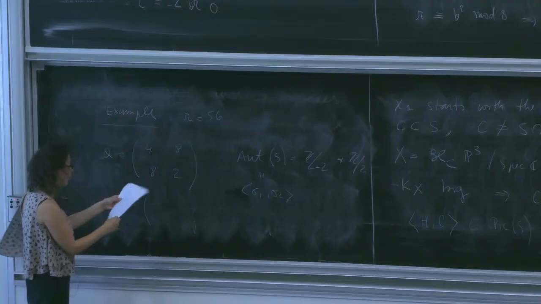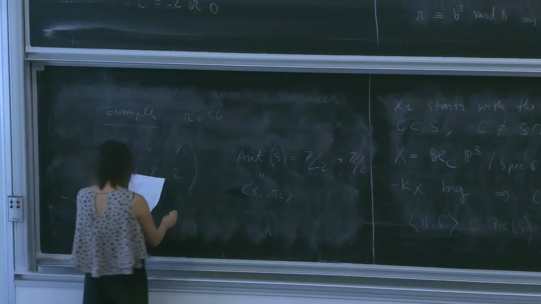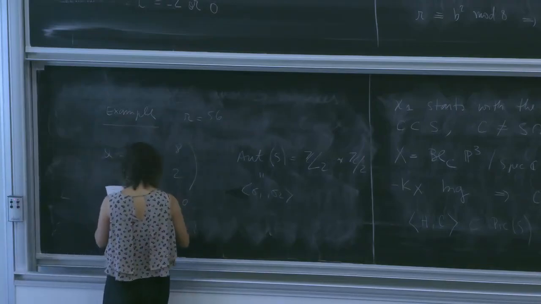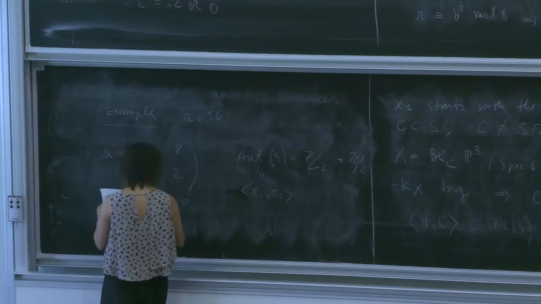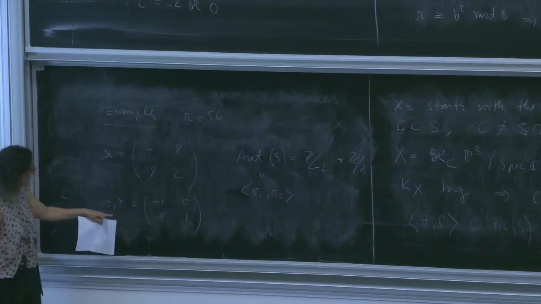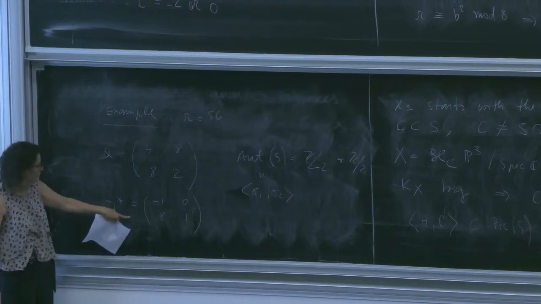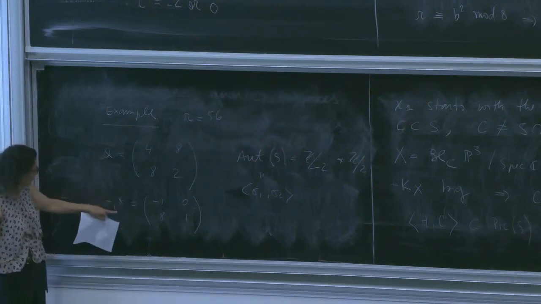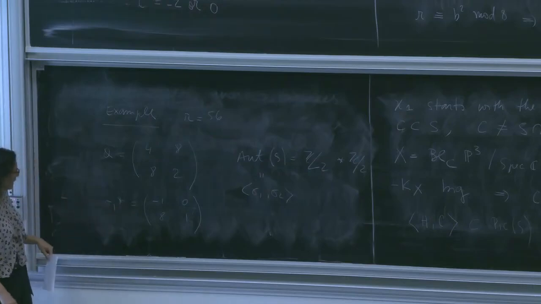So let me just write one of them. One of them is this. This is the simplest one. This is one of the involutions that generate the isometry group of this lattice. Okay. So this one here.